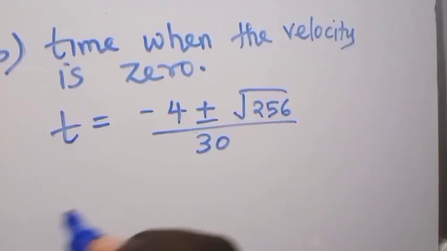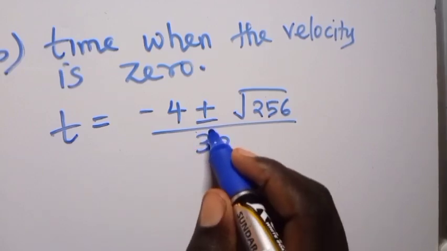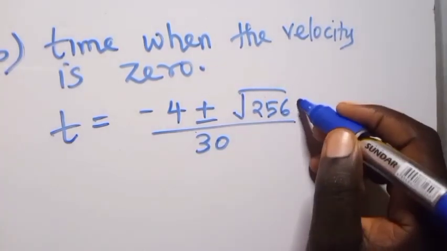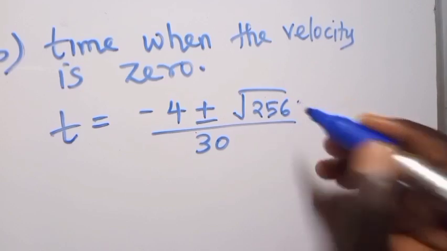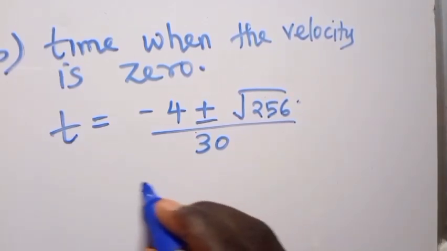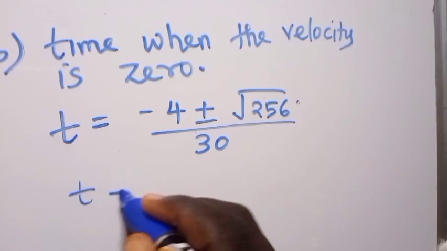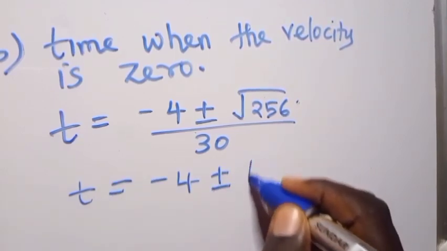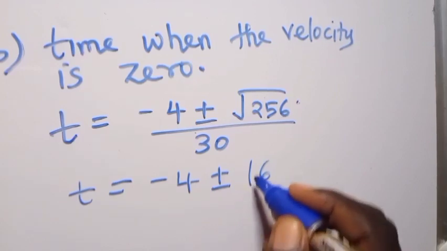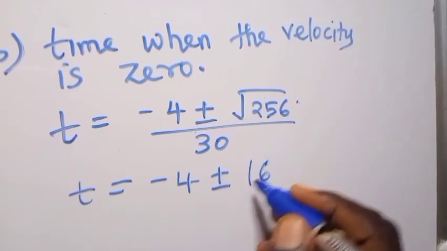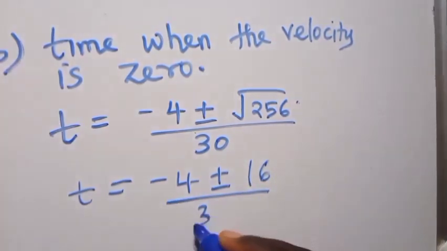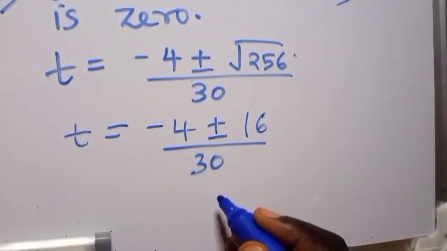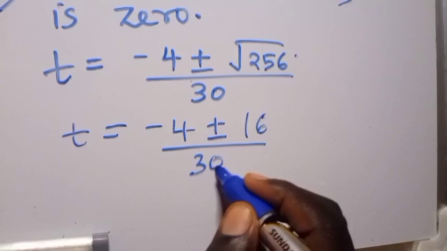Since we have that, our t is negative 4 plus or minus the square root of 256, over 30. Remember, the square root of 256, from your calculator, is just 16. Therefore, we shall have our t as negative 4 plus or minus 16, divided by 30.